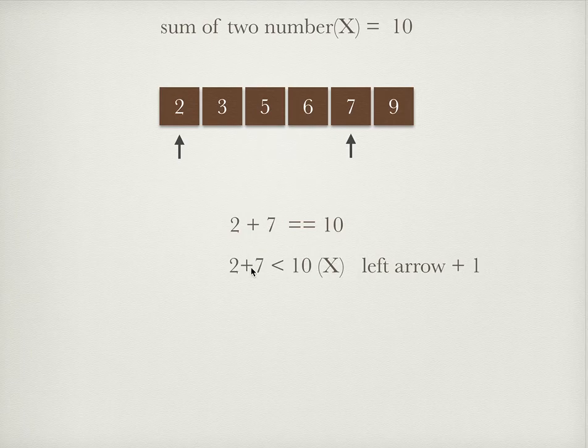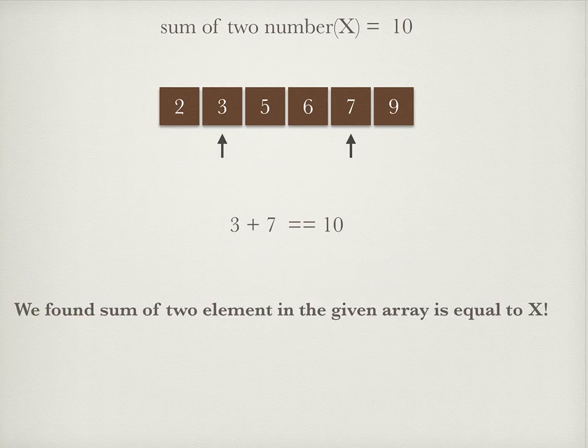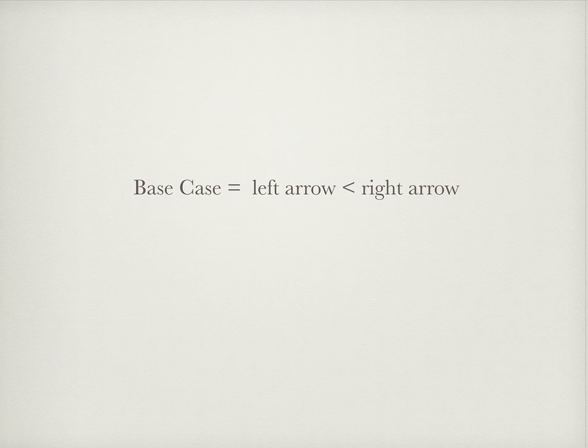But at the same time, 2 plus 7 is lesser than the value x. 9 is lesser than 10. Then we need to increment the left pointer by 1. In this case, the left pointer is going to point to 3. 3 plus 7 is 10. We reach a point where we found that the sum of two elements in the given array is equal to x. That's the problem. So what is the base case we need to think of? The left pointer should always be lesser than the right pointer, and the right pointer should always be greater than the left pointer. Whenever it fails, we need to exit the loop.